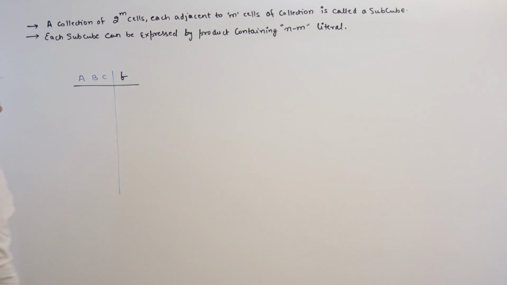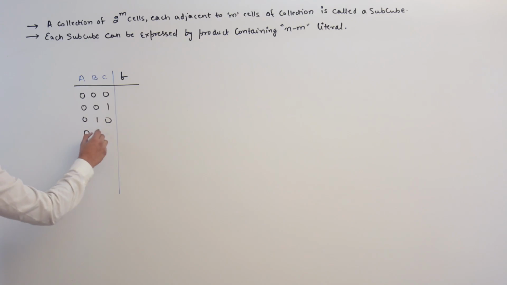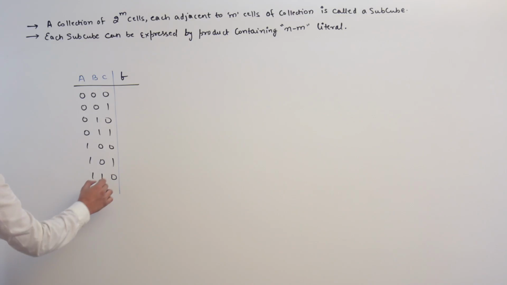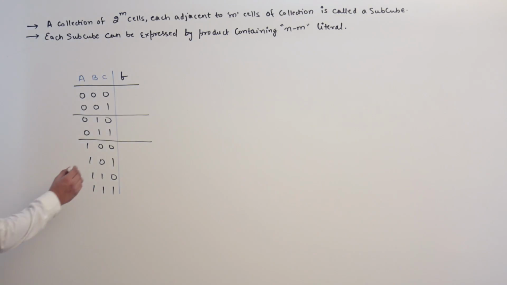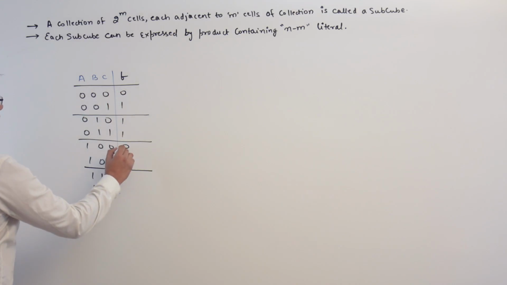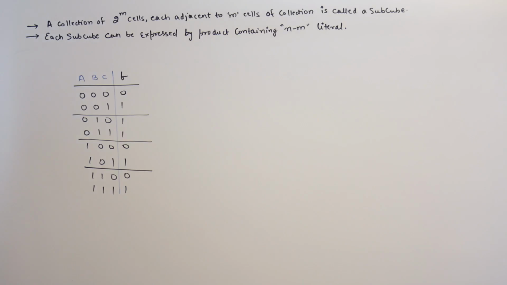So the combinations of A, B and C will be 0, 0, 0; 0, 0, 1; 0, 1, 0; 0, 1, 1; 1, 0, 0; 1, 0, 1; 1, 1, 0 and 1, 1, 1. So assume we have these combinations. Okay, and assume the value of the function is 0, 1, 1, 1, 0, 1, 0, 1. Assume we have this particular function.